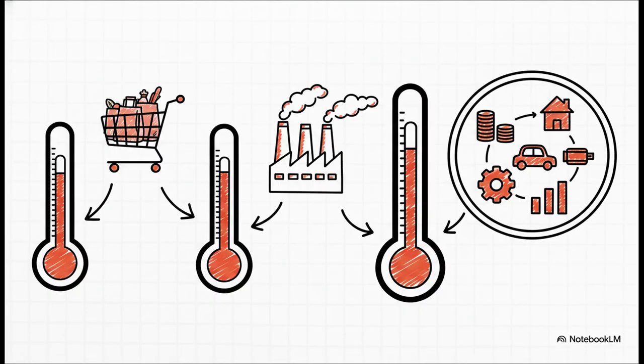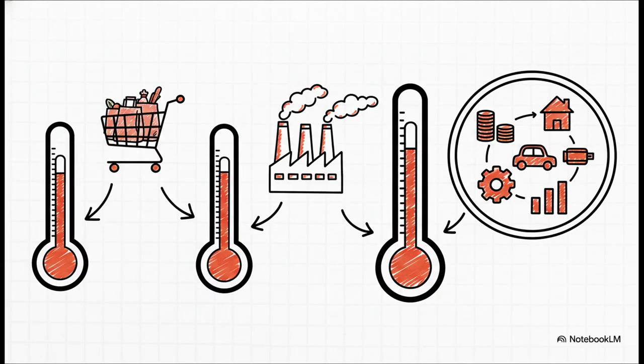But GDP is just one dial. We also have to monitor the heat of the engine, and that is inflation. And inflation isn't just one simple number. Policymakers actually use a few different indices to see exactly where the pressure is building up. You've got the CPI, which tracks retail prices. That's the actual everyday cost of living for consumers like us.